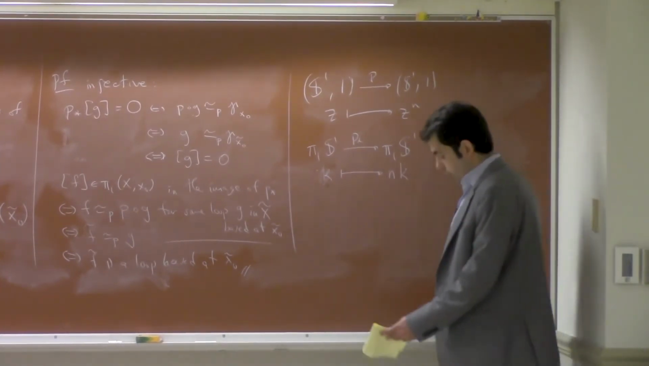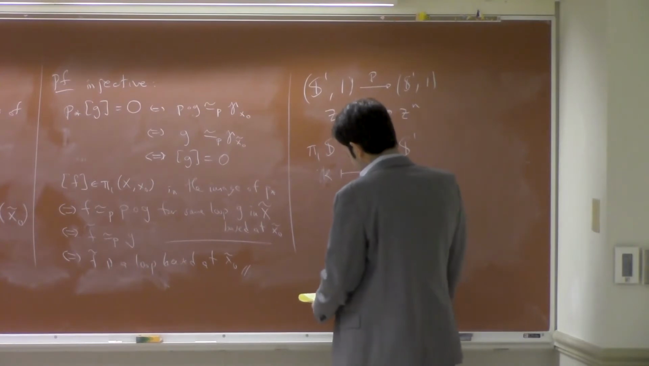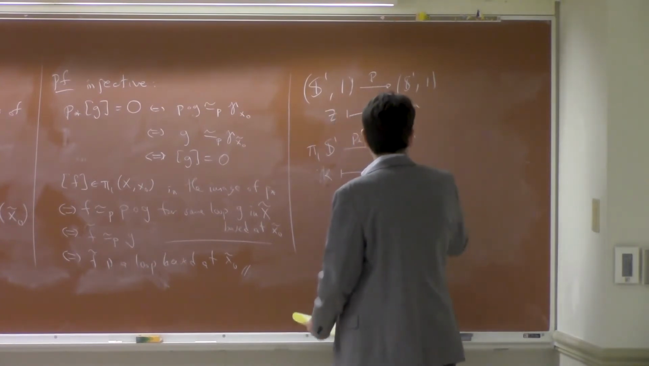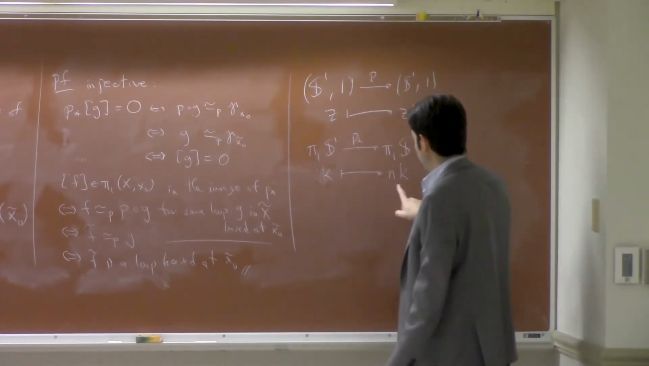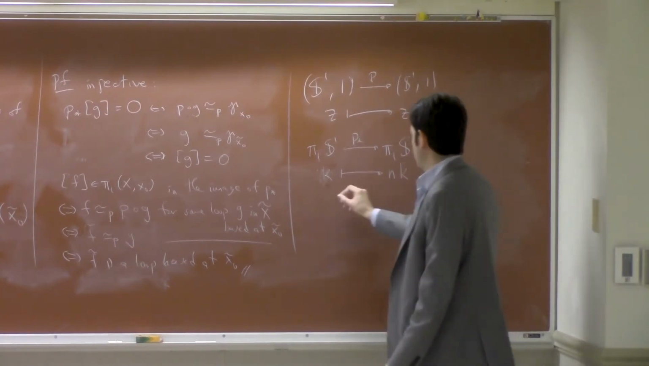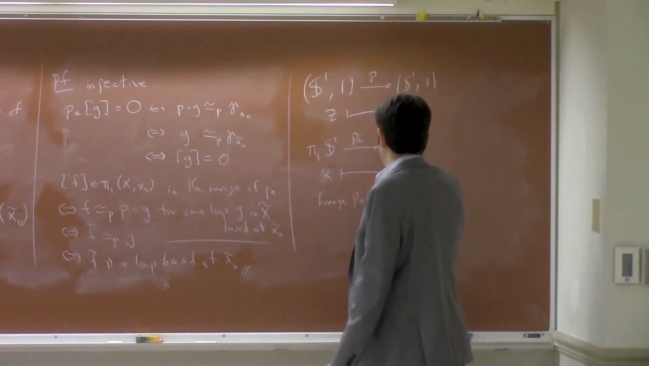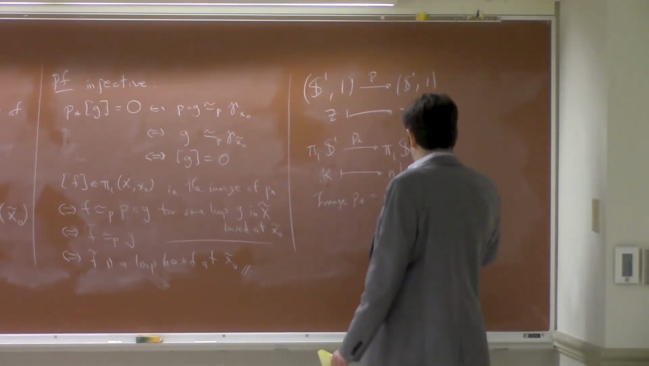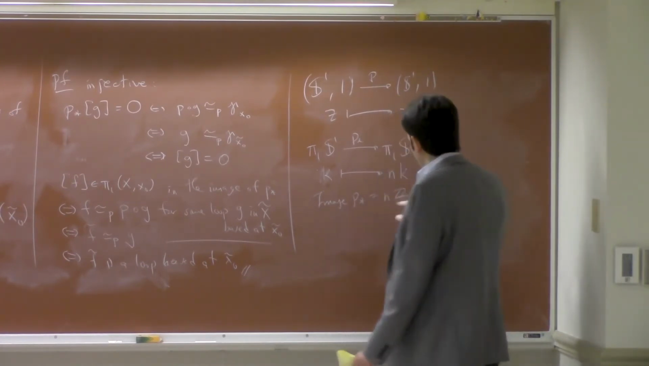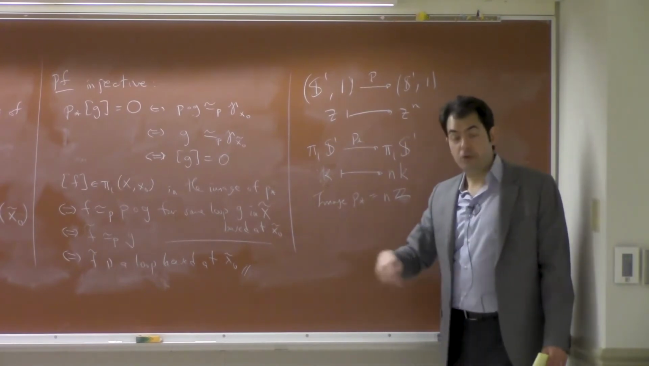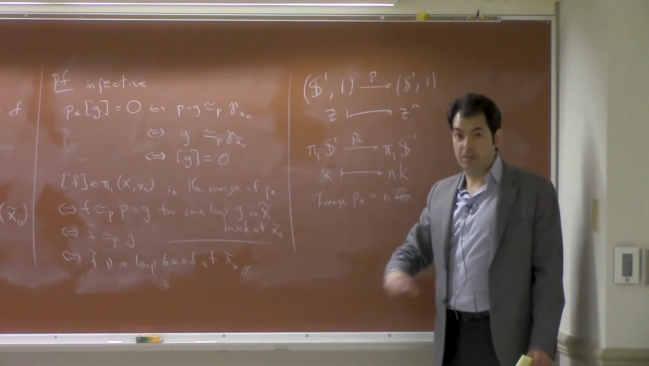Right? So we see that this is injective, and the image is precisely the loops that go around the circle a multiple of n times.